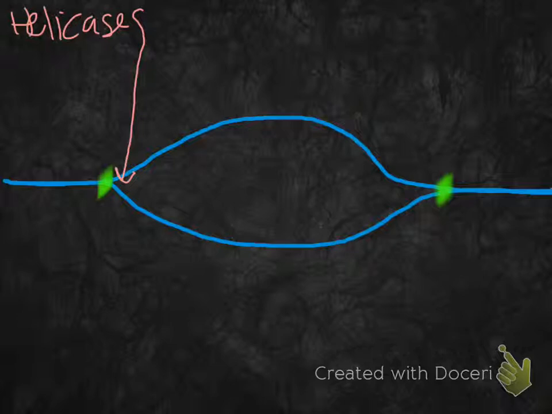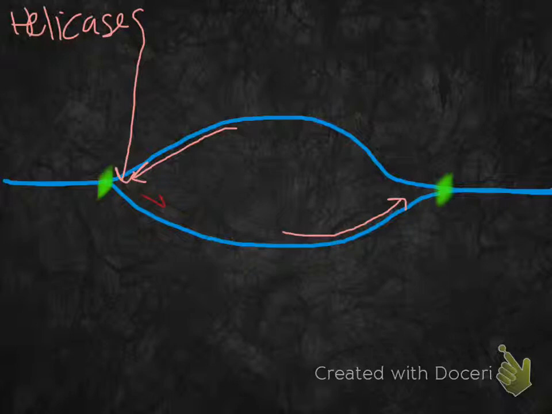Inside the replication bubble here, there are something called leading and lagging strands. So first I'm going to draw the leading strands right here. Now, it's very important to note that the leading strands are always heading towards the replication forks because they're always trying to make the bubble bigger and bigger so they can eventually become their own separate DNA strands for replication.